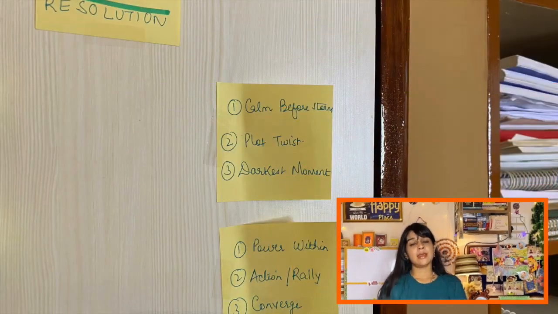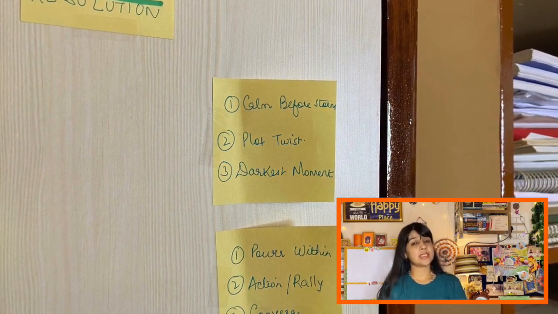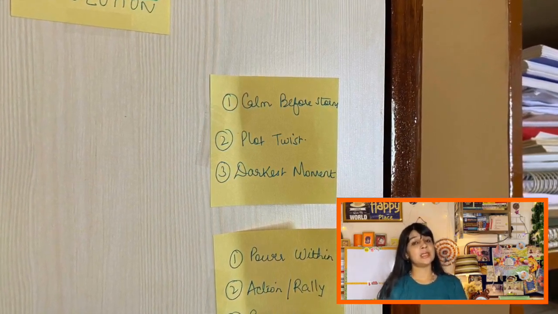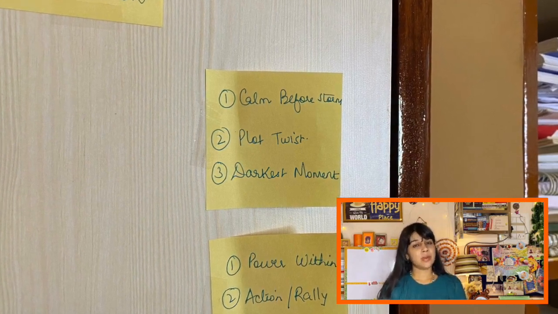The set is there is some calm before the storm. Then there's again a plot twist. So this is the second plot twist that happens, in act 3. The first one happened in act 1. And then comes the darkest moment.